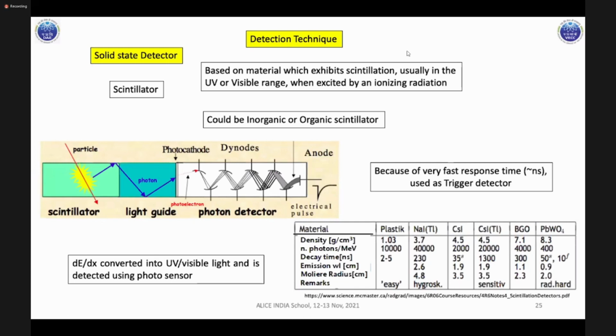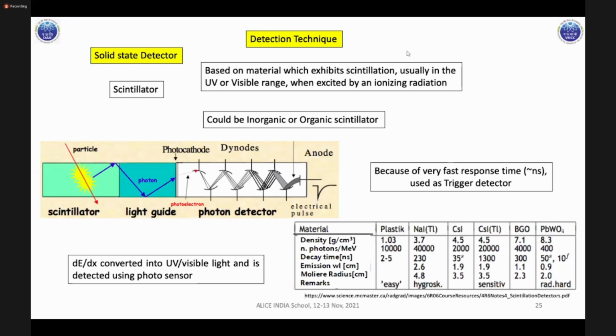What could be the next option for this detection medium? And these are solid state detectors. Solid state detectors could be a scintillator or silicon. As I have said already, there are many types of detection medium, but we will consider only those detection media which might be needed to understand ALICE detectors only. So keeping that in mind, let us have a look a little bit at these scintillators.